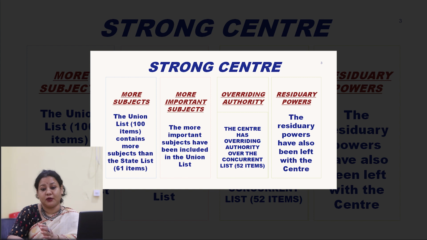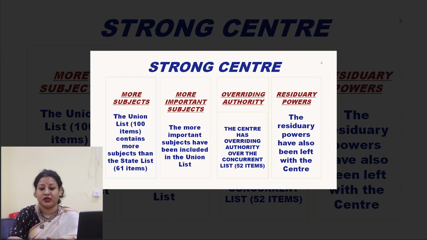Okay, but in comparison to that, the state list currently has only 59. Okay, and originally there were 66 subjects. So there is a huge difference of 39 subjects. So first of all, that is a bias, okay? And automatically as the subjects are more, the central government automatically becomes more powerful. Second point.